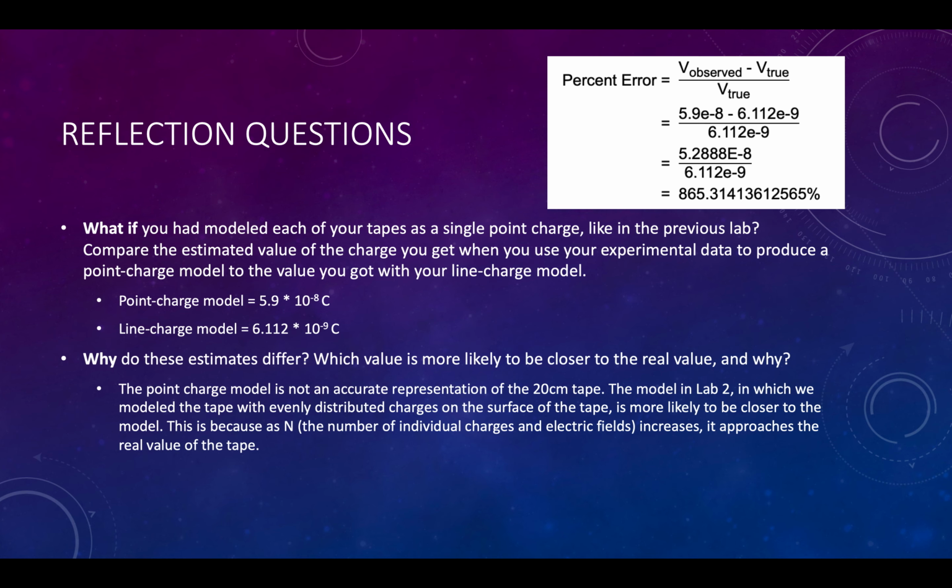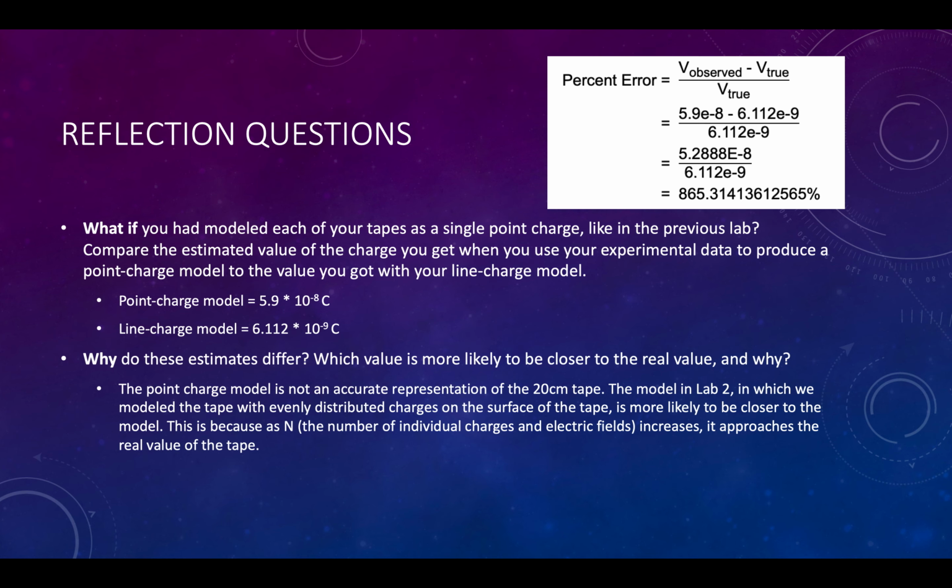And the second question asks, why do these estimates differ? And I said that the point charge model is not an accurate representation of the tape, which is 20 centimeters. It's not really valid or accurate to model a long piece of tape as just one point charge. Versus in lab 2, we modeled the tape charge as what it's more likely in real nature, so evenly distributed charges on the surface of the tape. So I concluded that the charge that we found in lab 2 is way closer to the model.